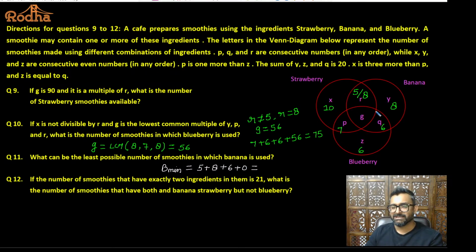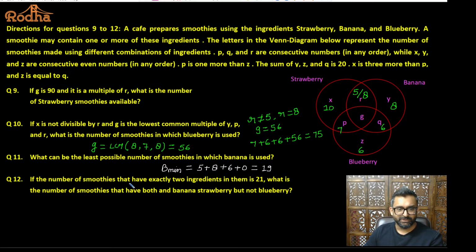I have to minimize the number of smoothies in which banana is used. So I'll say R की value 8 की जगह 5 ले लिया. This is 8, this is 6 and G is equal to 0. Okay, 8, 5, 13 plus 6 कितना हो जाएगा? 19. Okay, fine.